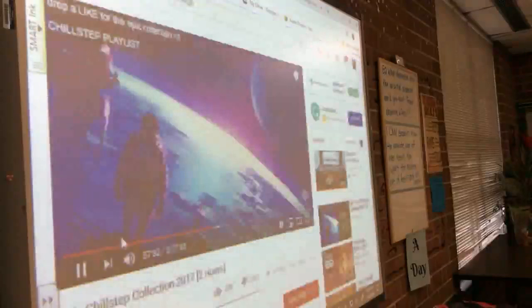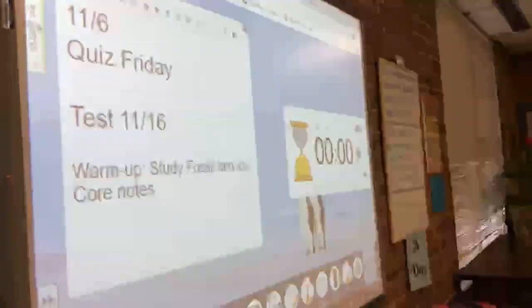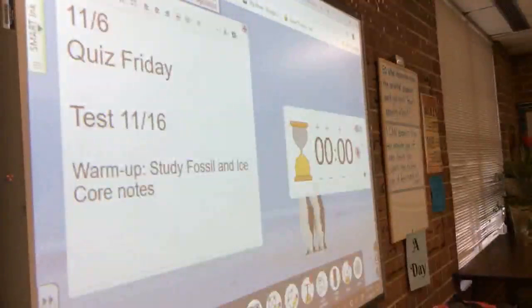All right, today we're going to be talking about how rocks can tell us the age of things. More specifically, we're going to be talking about the law of superposition. Does anybody remember what the law of superposition means?